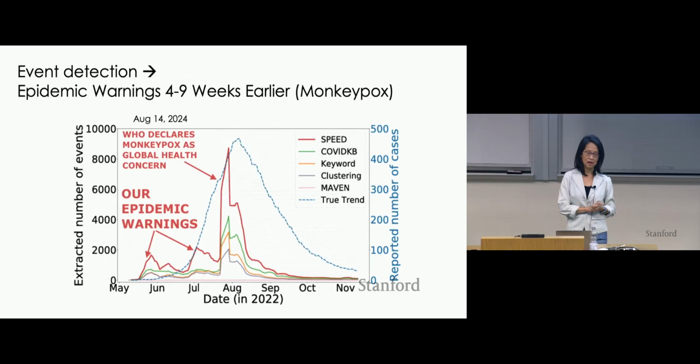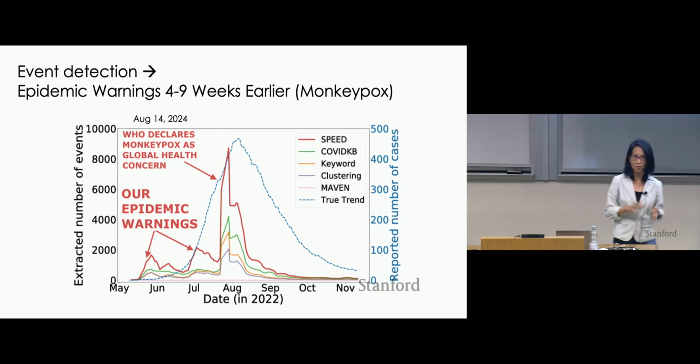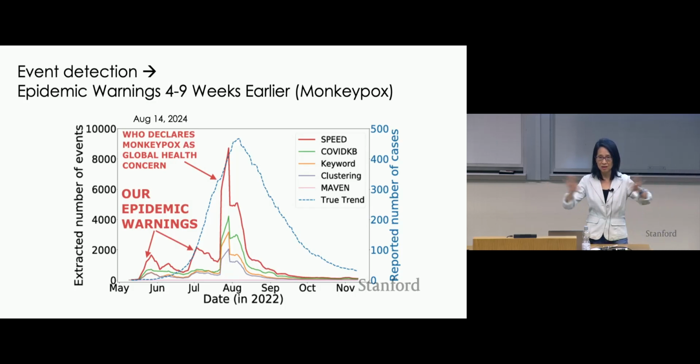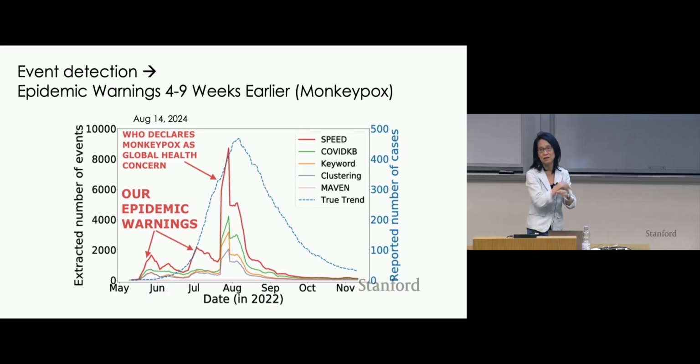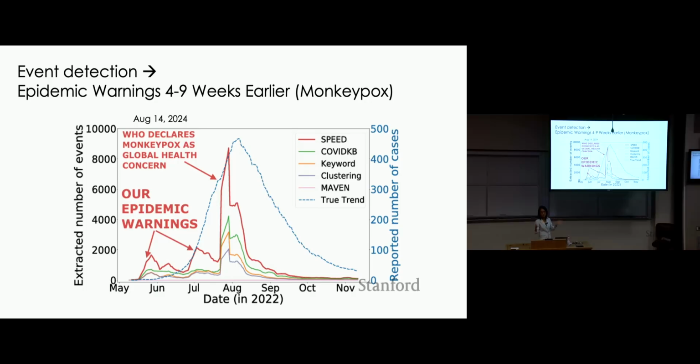And what they have done is to apply it to another disease. This is the monkeypox disease. In August 14, 2022, WHO declares that monkeypox is a global health concern, okay? But if you look at the tweets, you can already see that there is something going on that is different from before. So the blue signal here is the true trend. They went back to the history, and then they started collecting all the information, and you see a nice curve like this. But you don't know what's going on at the beginning. There are not that many cases, but that's the blue curve.